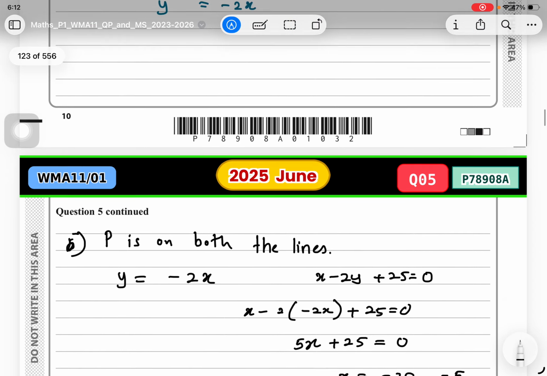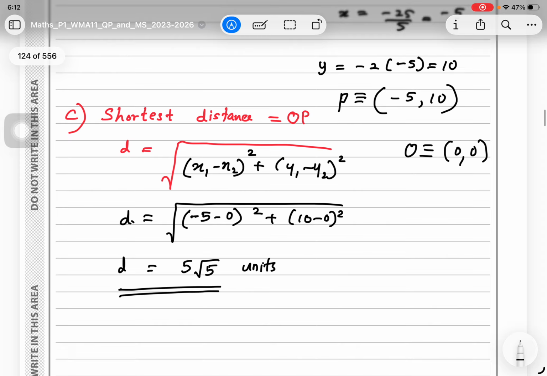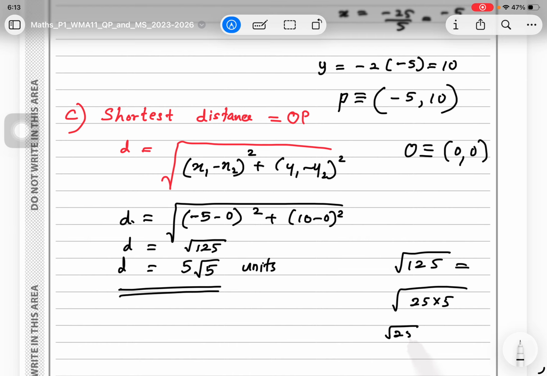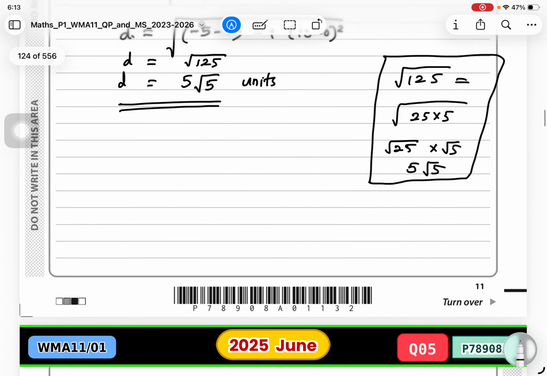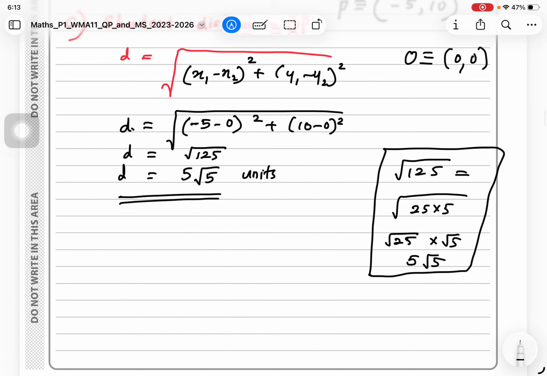Yeah, that is what we have, because in this case it's going to come as root 125. If you wonder how root 125 turns into this, it is 25 times 5. So root 25 times root 5, which is 5 root 5. Yeah, I hope this is clear. Thank you.